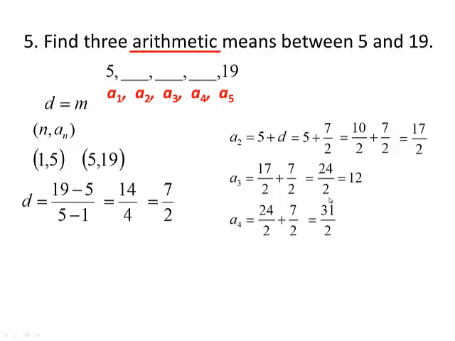Okay, so I have my 3 terms, and I always want to check. This is kind of not very intuitive, so I always want to check to see if I can actually get back to the 19. So get the 31 over 2, add another 7 over 2, I get 38 over 2, which is 19, and that checks. Okay, so that tells me that the 5th term is really 19, and the 7 over 2 is correct.